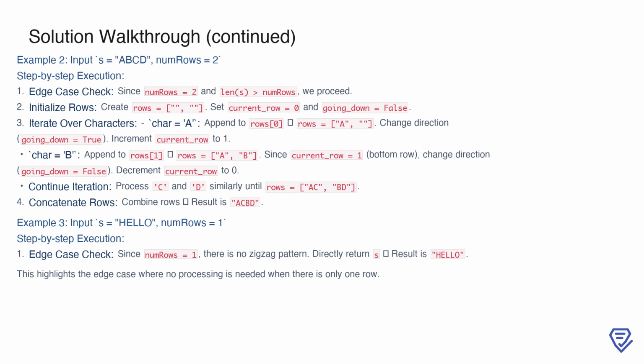For the final example, where the input is hello with only one row, no zigzag pattern is needed. The algorithm directly returns the input string as the result, which is hello. This case demonstrates that if there's only one row, the output is simply the original string.